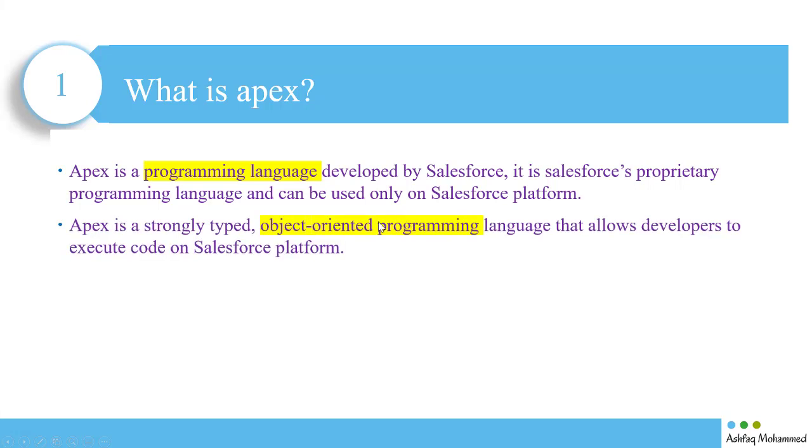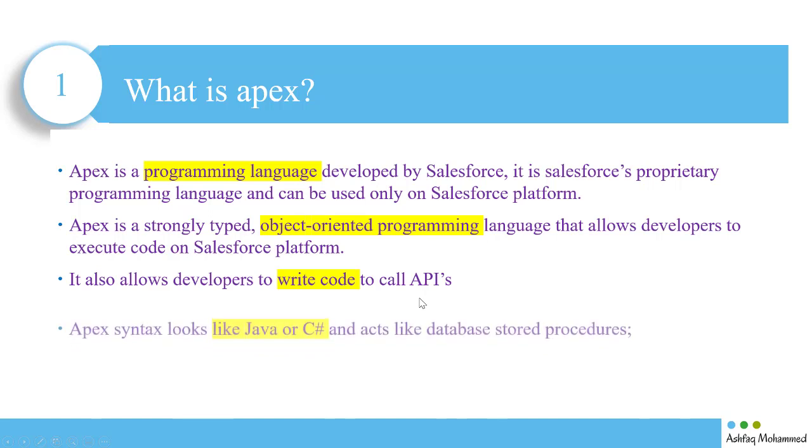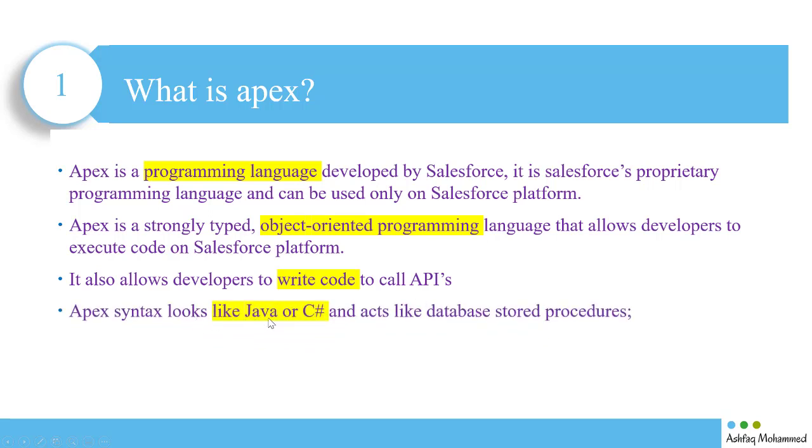Apex is a strongly typed, object-oriented programming language that allows developers to execute code on the Salesforce platform. So these are similar features to what we have in any programming language like C Sharp and Java, but this programming language has to be run only on the Salesforce platform. It also allows developers to write code to call APIs. So we can write the code and call the APIs. APIs, if you're not aware, stands for application programming interface. And Apex syntax looks like Java or C Sharp and acts like a database stored procedure.